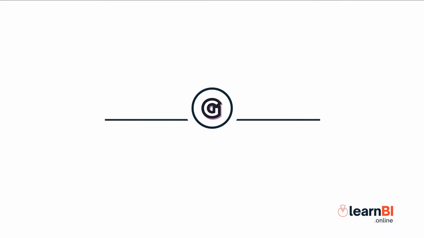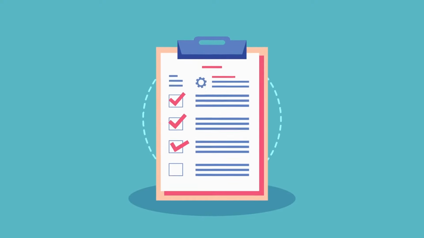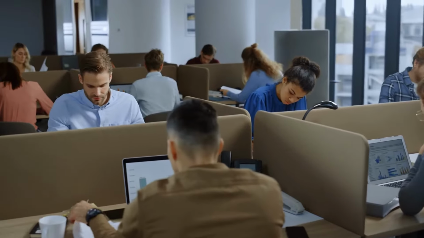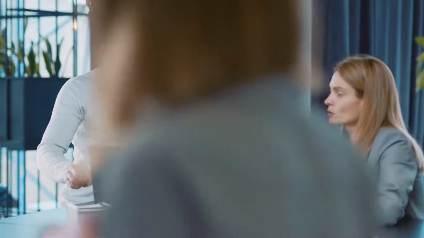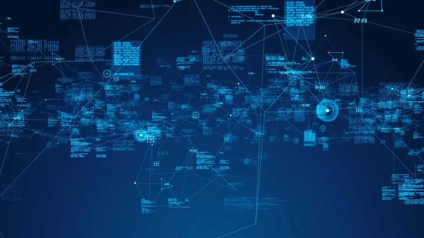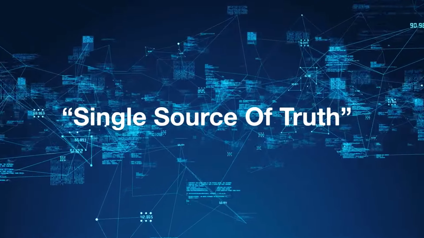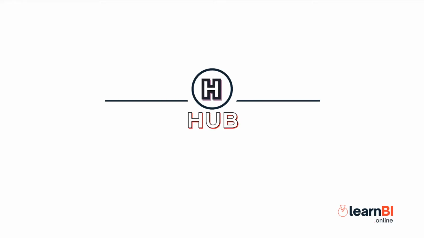G is for governance. Data governance is the management and control of data assets. It ensures data quality, integrity, and compliance with regulations. In organizations, especially larger ones with lots of data and employees with access to that data, making sure that everyone is working with the same quality data ensures consistency and provides what is often referred to as a single source of truth.